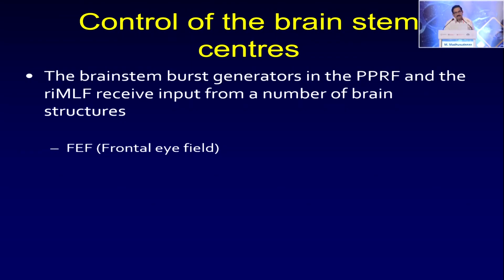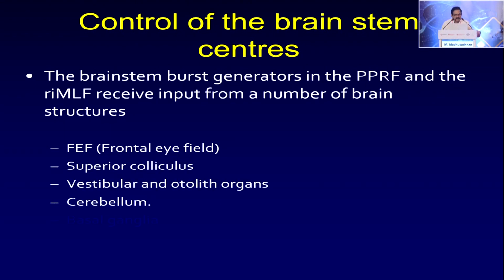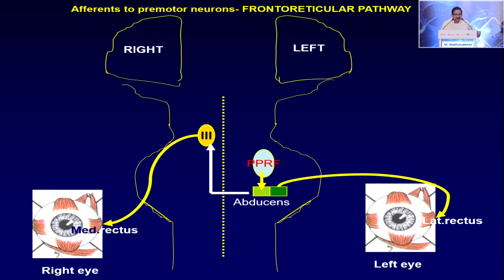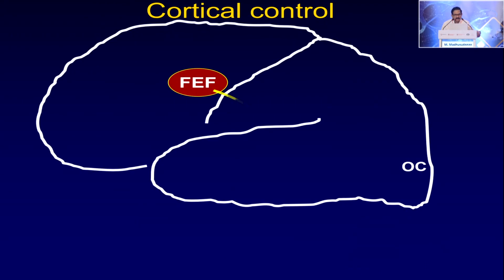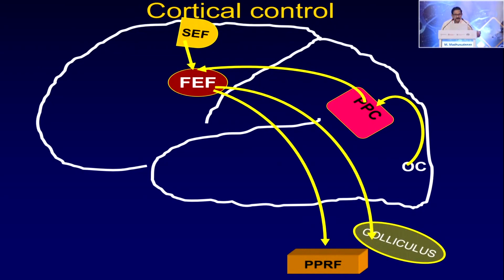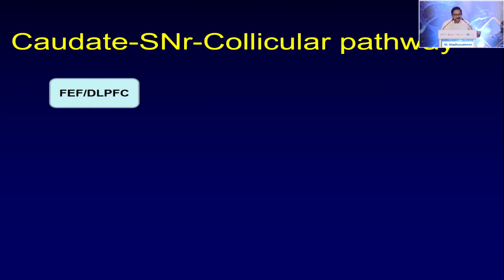Now, there are many other control centers in the brain. One is the frontal eye field, then the superior colliculus, vestibular and otolith organs, cerebellum, etc. This is the cortical reticular pathway coming down and stimulating the contralateral PPRF. There are many other centers which I will not go into in detail. This is the common pathway which you know. Then there is the pathway from the posterior parietal cortex for the visually guided reflexive saccade. The supplementary eye field and prefrontal lobe have a role in planning the saccade.